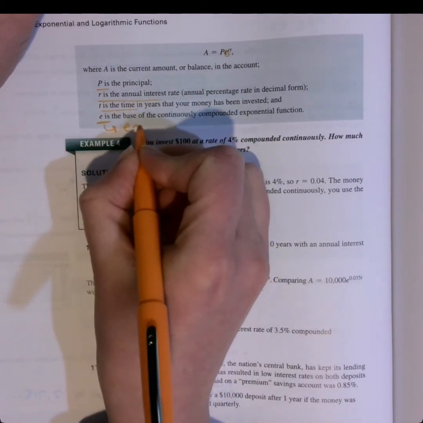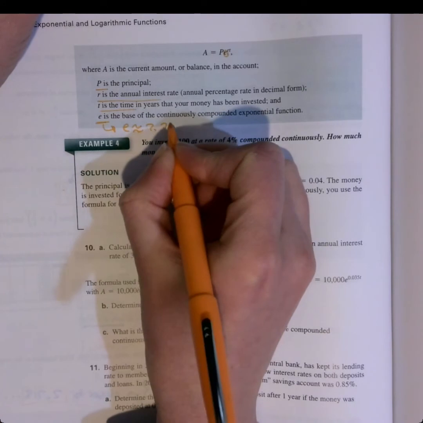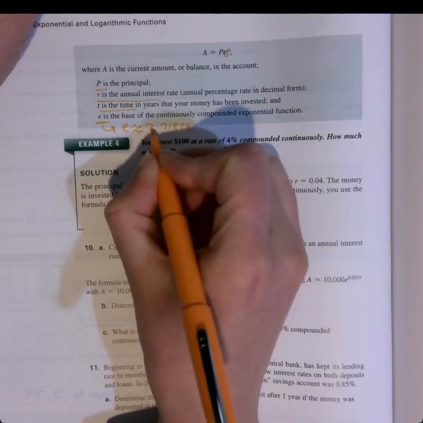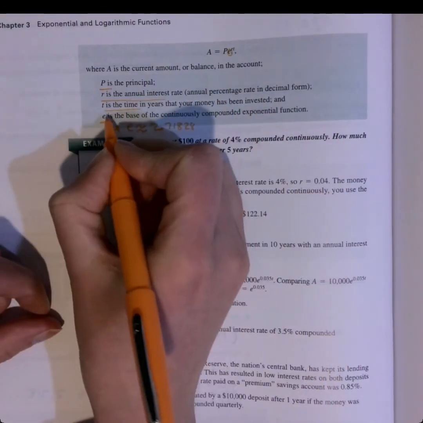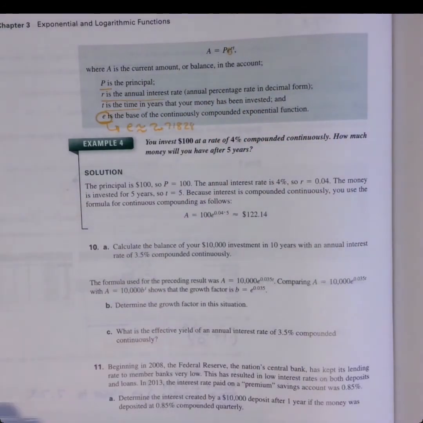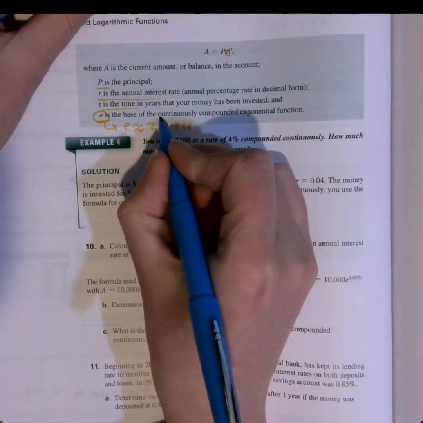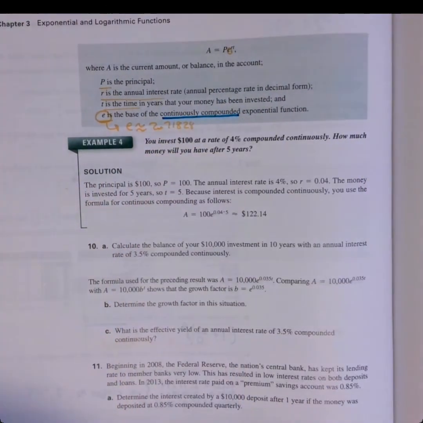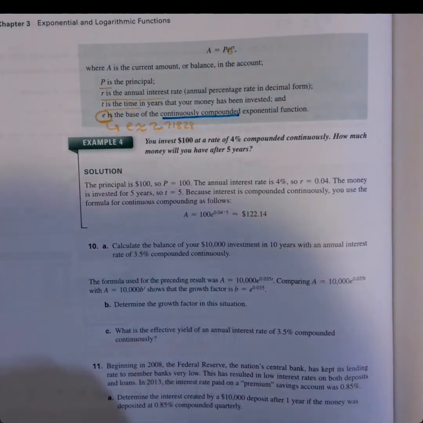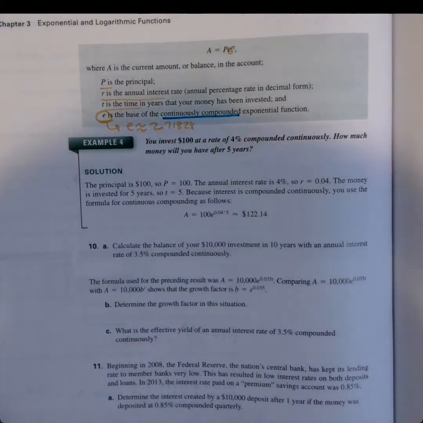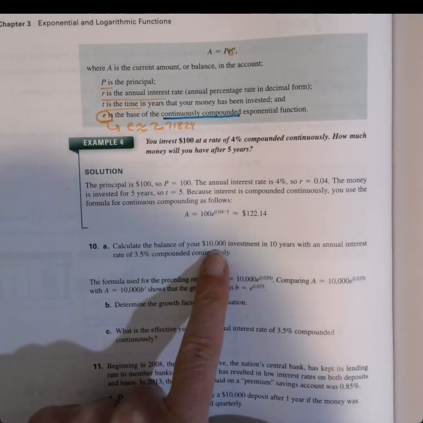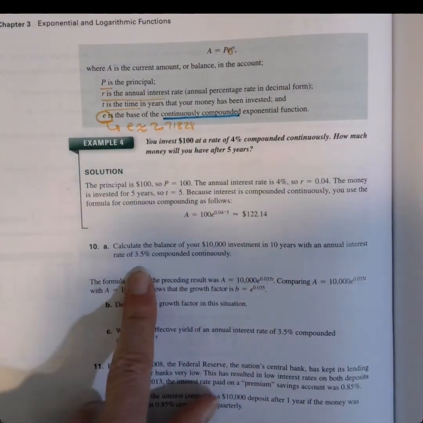It's approximately 2.71828 and so on. You don't need to type in that number, but it's a special reserved number. It's the perfect base for compounding continuously. Continuous compounding. Okay, so number 10, we're going to calculate the balance of our $10,000 investment if we compound continuously.